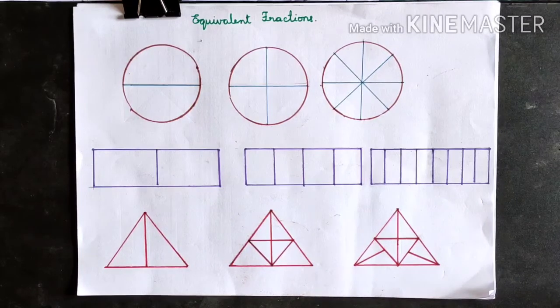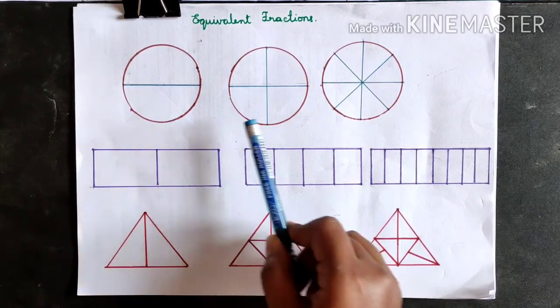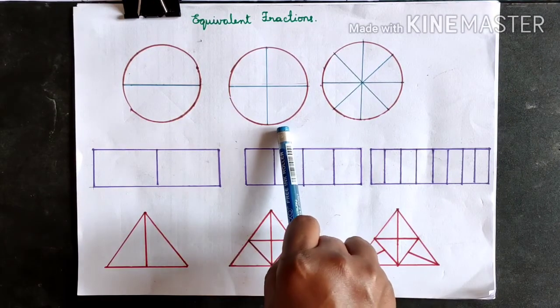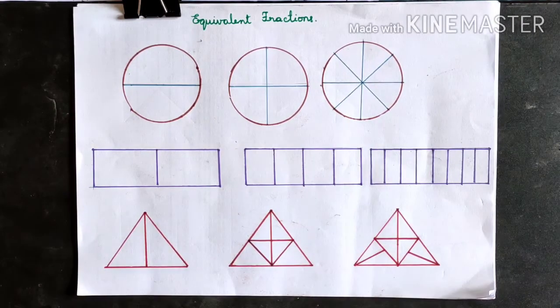Now let us see one by one about equivalent fractions. Now the first figure is circles. Now if you see, each of the 3 circles has been divided differently. First one is divided into 2 equal parts, next one is divided into 4 equal parts, and the last one is divided into 8 equal parts.